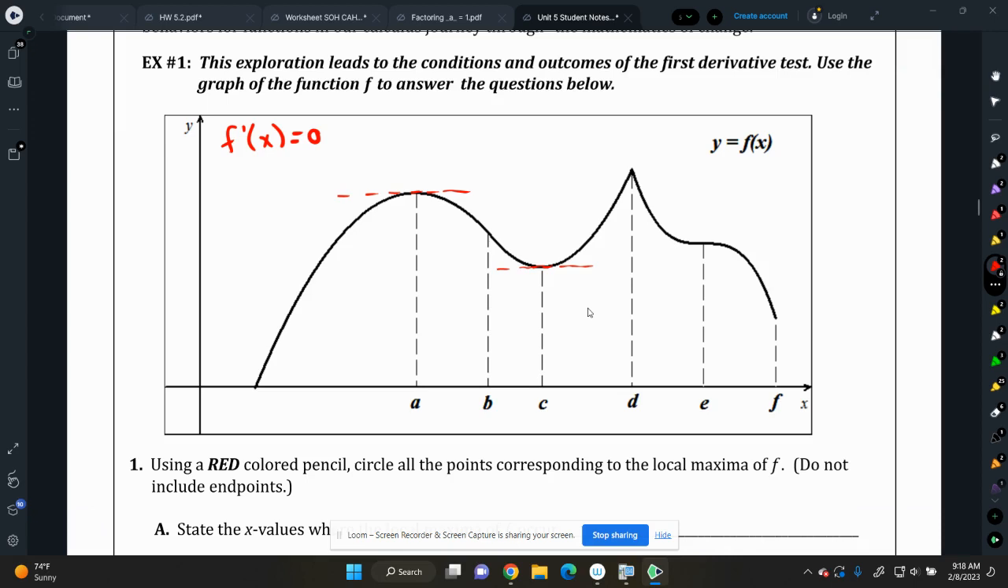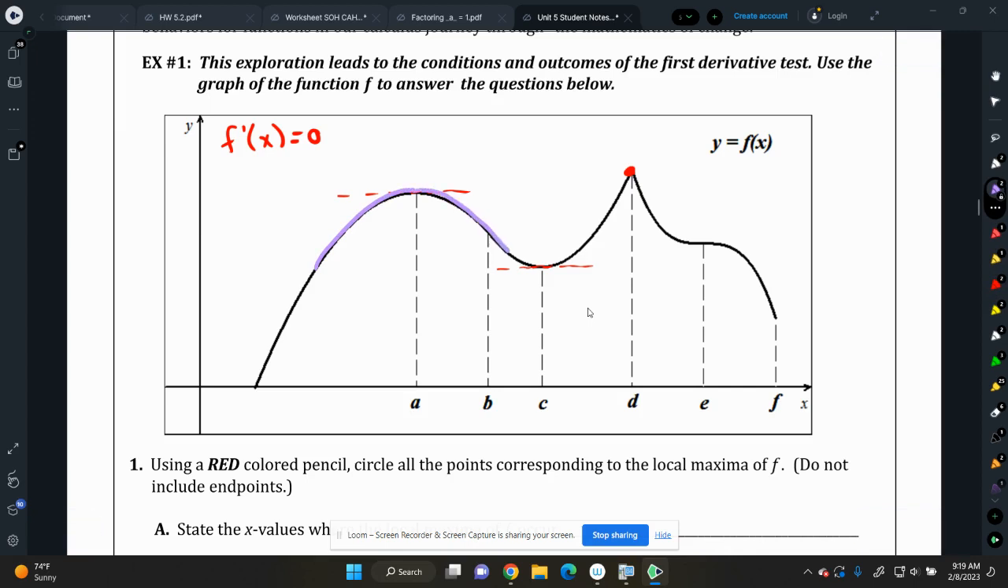When we take the derivative and set it equal to 0, we're finding those critical points, those points where the tangent line could be 0. We're also looking for the points where the derivative is undefined. So that would be like here, right? And what's going to happen when we look at this? If we have a maximum, whether it's relative or absolute, we're going to have an f of x that's going to go from increasing to decreasing.